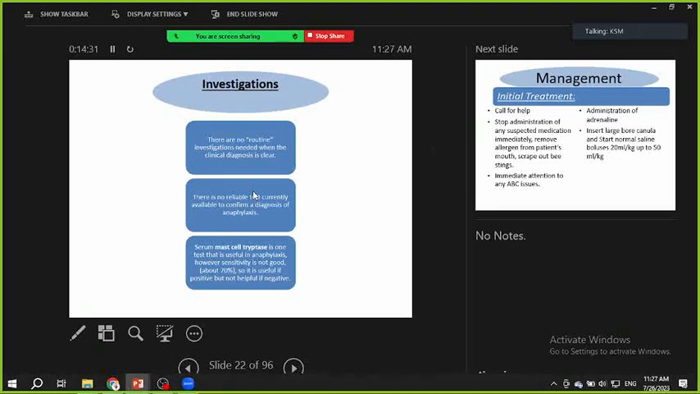In an emergency setup, we don't expect you to take any investigation, because there is no 100% diagnostic investigation in anaphylaxis. But for research purposes, we can get the tryptase level, at 0 to 2 hours and 24 hours later. Even so, if the tryptase is positive, you can diagnose anaphylaxis, but if it's negative, you can't say it's not anaphylaxis. So for research purposes, we can get a tryptase level.